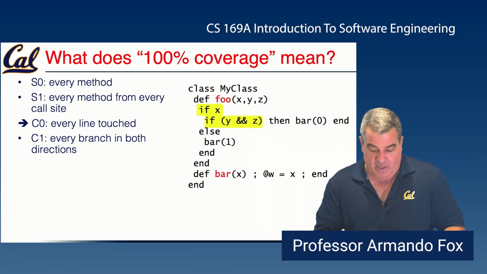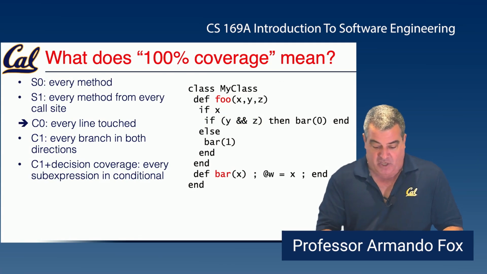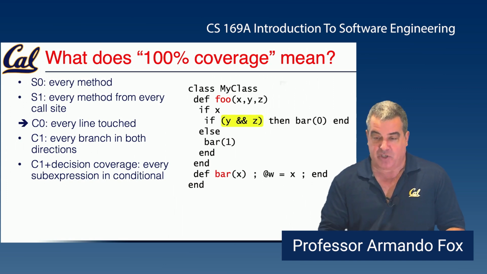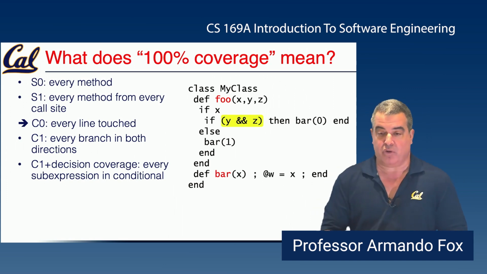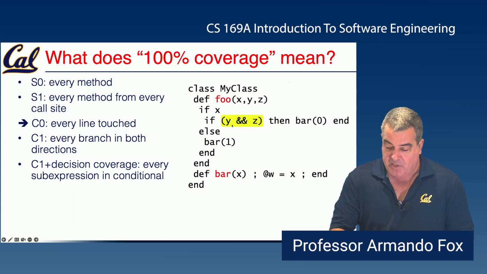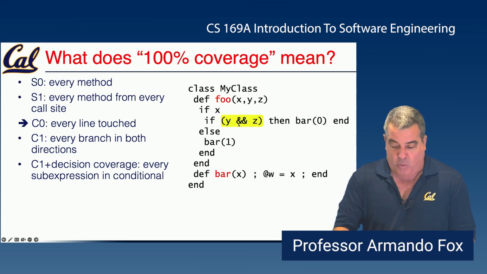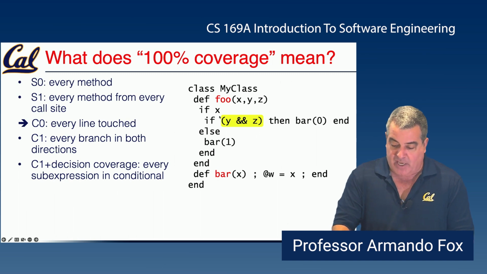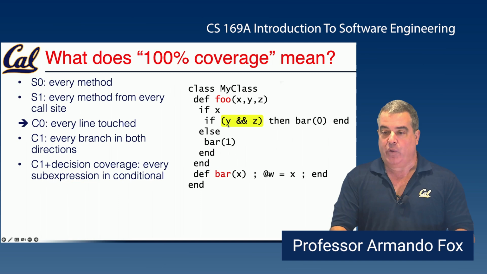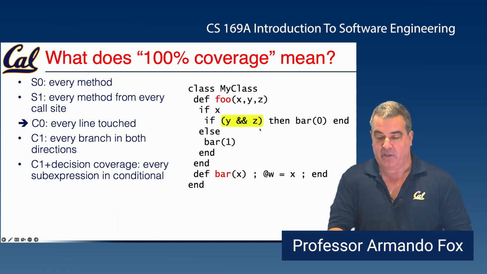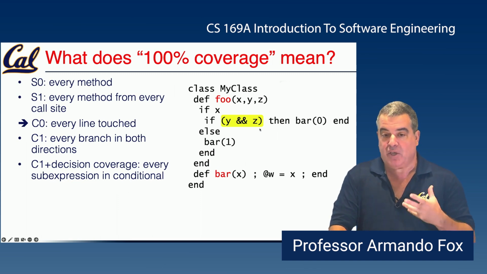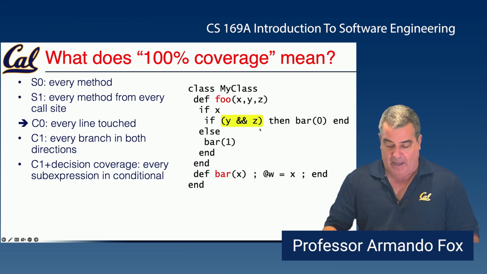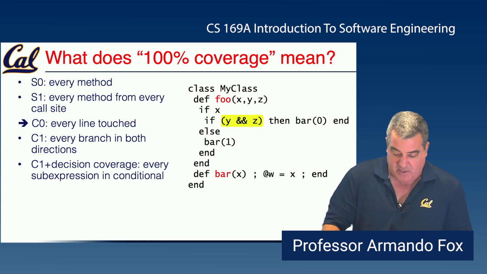You can go beyond that as well, which is C1 plus decision coverage, which means every sub-expression in the conditional is evaluated to both true and false. So for example, in this case, we have a conditional that has two terms, Y and Z. C1 plus decision coverage means that this line has been executed for at least one true value and at least one false value of Y, and at least one true value and at least one false value of Z. So basically all of the sub-expressions within a conditional get exercised in each Boolean sense.